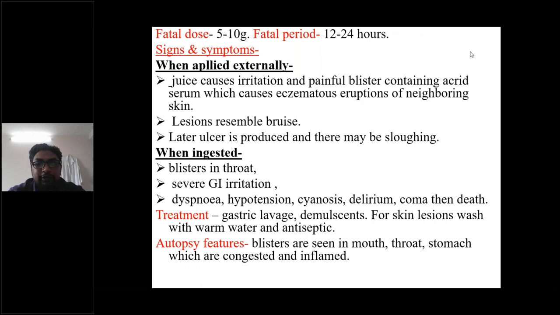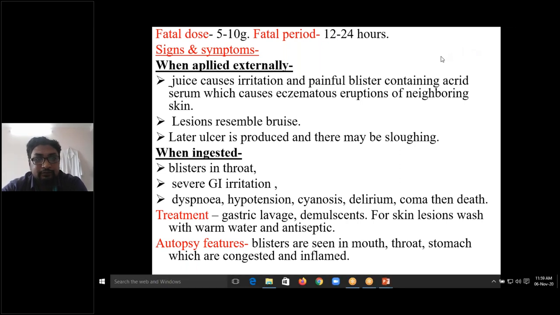The fatal dose is 5 to 10 grams and the fatal period is 12 to 24 hours. The symptomatology: when applied externally, the juice causes irritation and painful blisters containing acrid serum, which causes eczematous eruptions of the neighboring skin. So Semecarpus anacardium produces irritation and painful blisters.